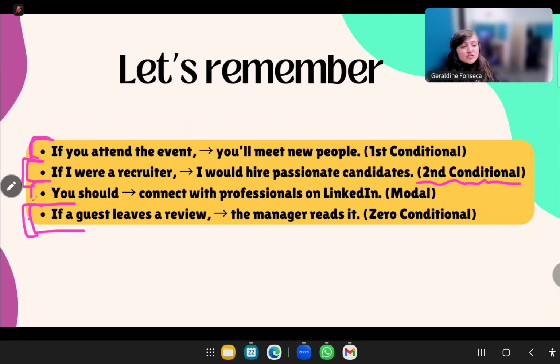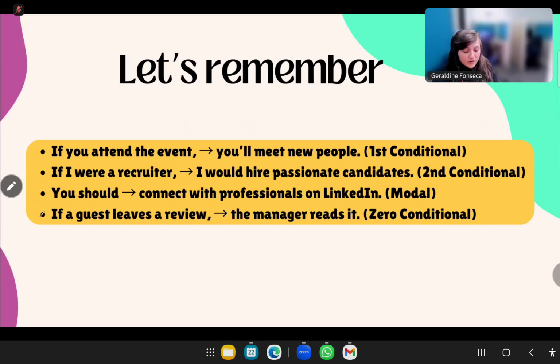And I included should because remember that the auxiliaries we saw are used for giving advice. Remember the auxiliaries we saw yesterday, like should, could, had better, and sometimes ought to, in order to give advice or suggest something to another person. That's it. Okay. So guys, do you have questions about this? Any question?